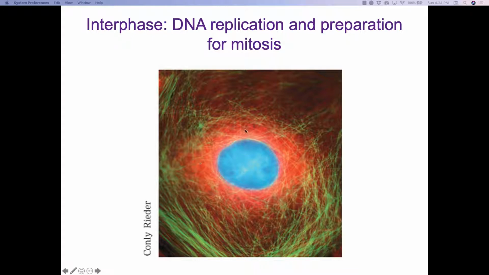In interphase, you can see that the chromosomes are spread out. They're existing as euchromatin and heterochromatin in the nucleus. They have not yet condensed to form the kinds of chromosomes that we actually see in mitotic cells.